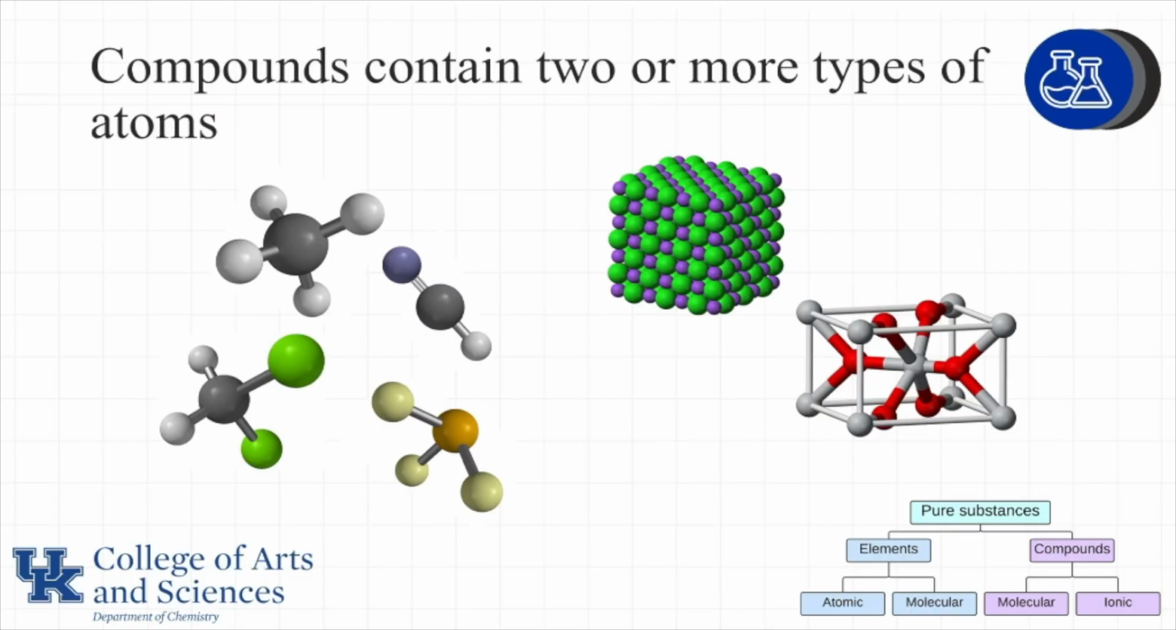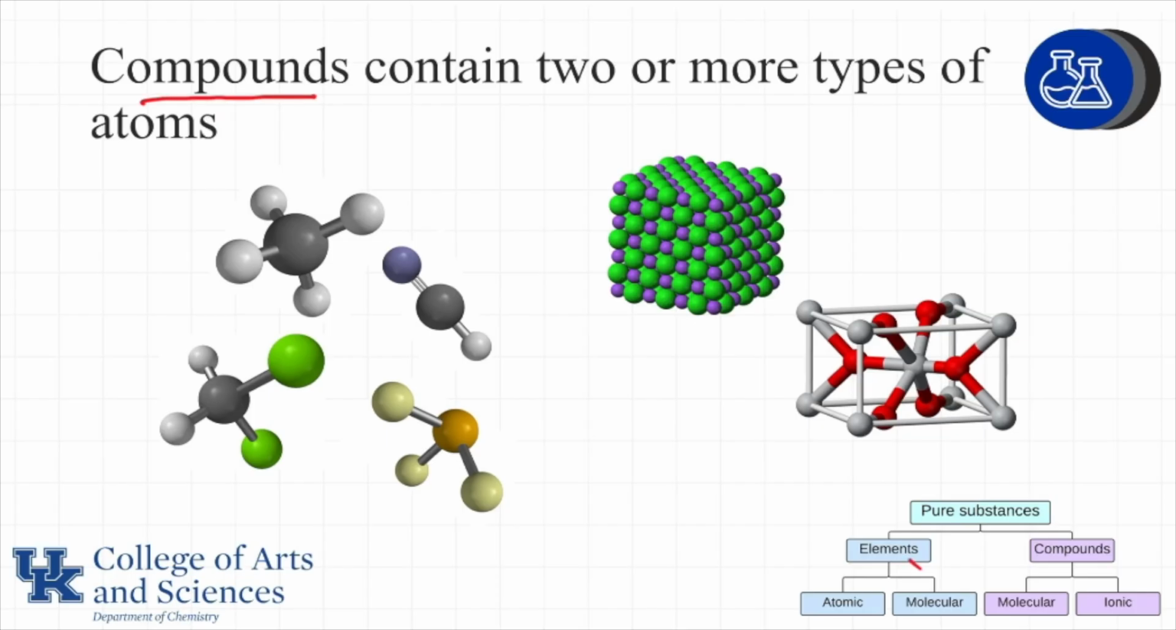Now we're going to look at compounds. These are still pure substances because if we're looking at a sample of a compound, all of the particles of that sample are exactly the same. And what we see in a compound is that they contain 2 or more types of atoms.